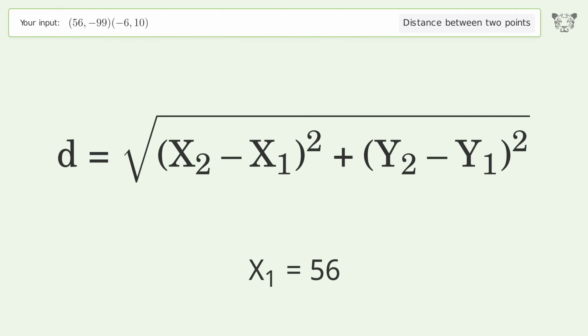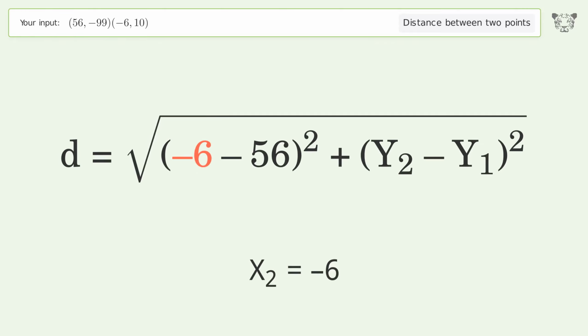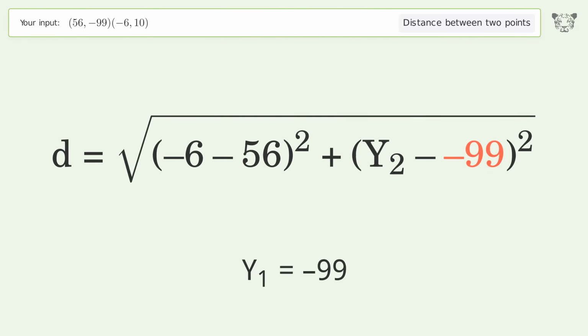x1 equals 56. x2 equals -6. y1 equals -99. y2 equals 10.